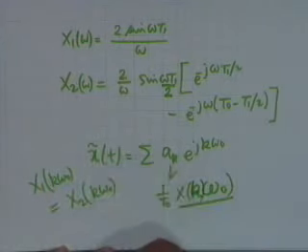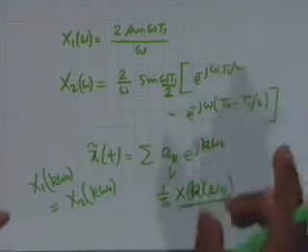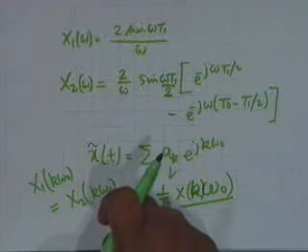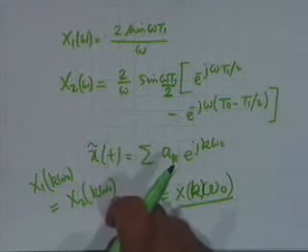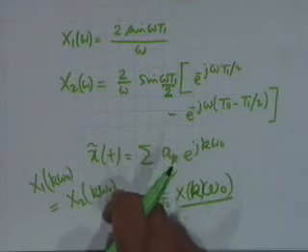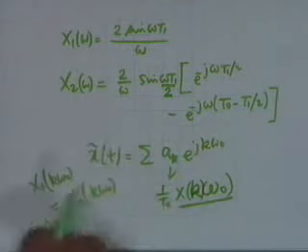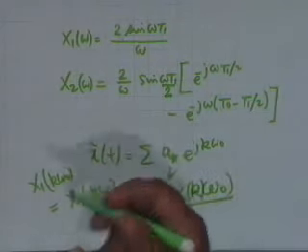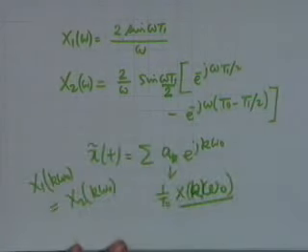That is, it doesn't matter where your location of the period is. You can find any X of omega. If you sample this X of omega at values of omega equal to k omega 0, where omega 0 is 2 pi over T0, then the values are identical. In other words, it doesn't matter how you choose your period. You choose your period in the simplest possible manner.